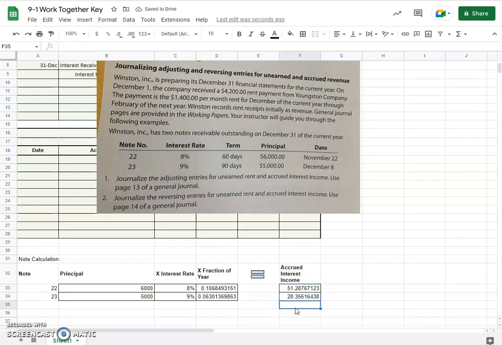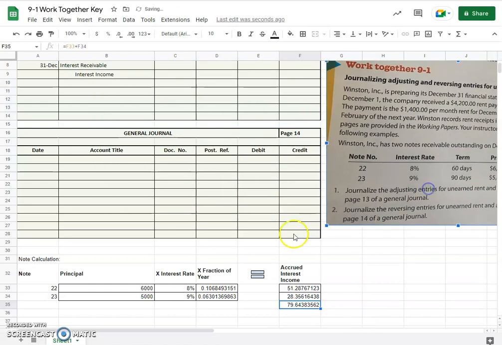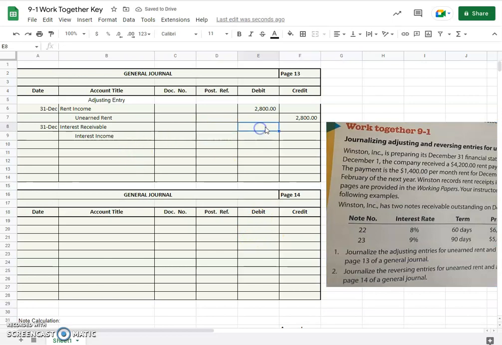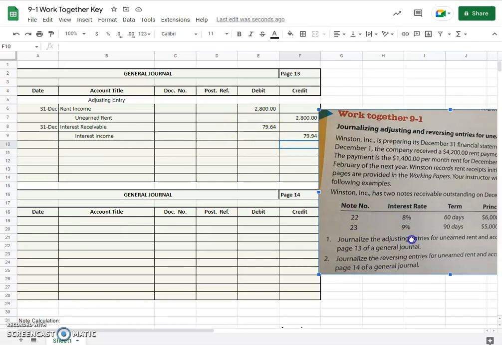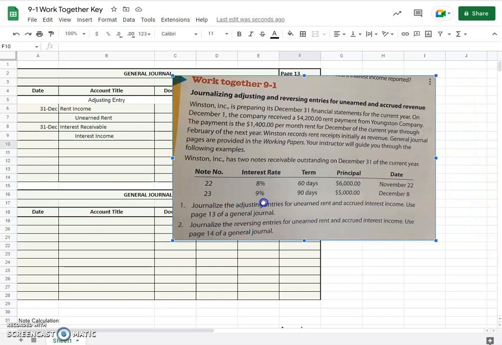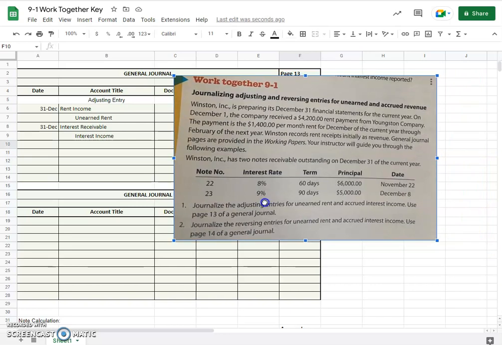And if we add these together, we get 79.64 and change. The book has 79.65. I would accept either one. So 79.64 is the amount of interest that we need to accrue. So we have done the first part, which was to journalize unearned rent and accrued interest income.